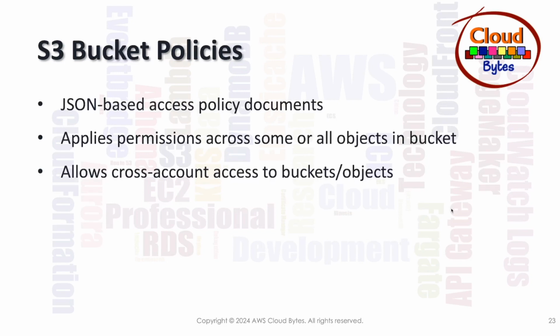Let's talk about the S3 bucket policy. You can have a bucket policy applied. It is very similar to your AWS IAM policies. The structure is similar. You have a JSON-based policy document, and you can have permissions across some or all objects within the bucket. You can have this policy to allow cross-account access to the bucket or objects in the buckets. This is an alternative to using ACLs to control access.